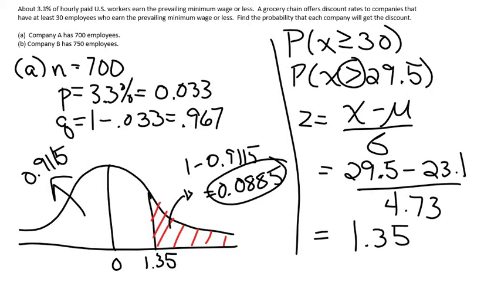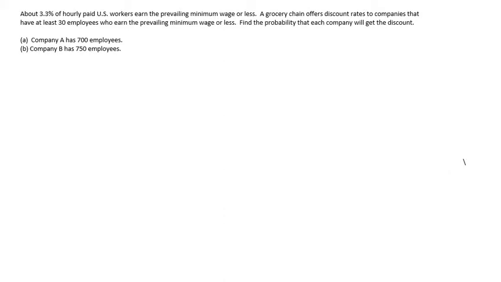Now let's look at part B. Part B is asking if company B has 750 employees. Now, normally I would first verify that the normal approximation can be used, but notice here that my n value is even bigger than in part A. Part A checked off completely. I was able to use the normal approximation without any problems. So I can be safe to say that with 750, I will be able to use the normal approximation. So I'm going to skip that part, and we're going to go straight into finding mu and sigma.